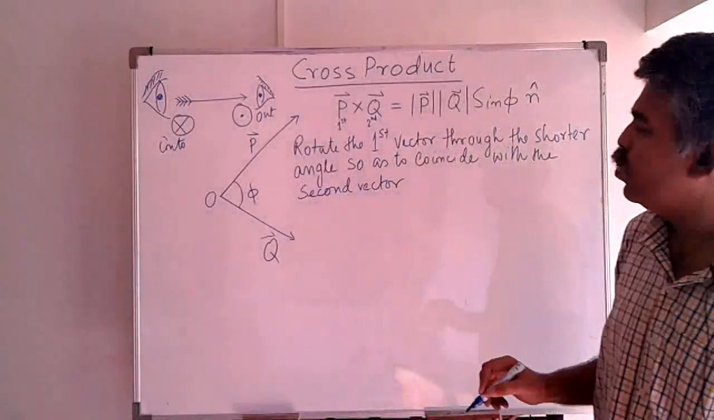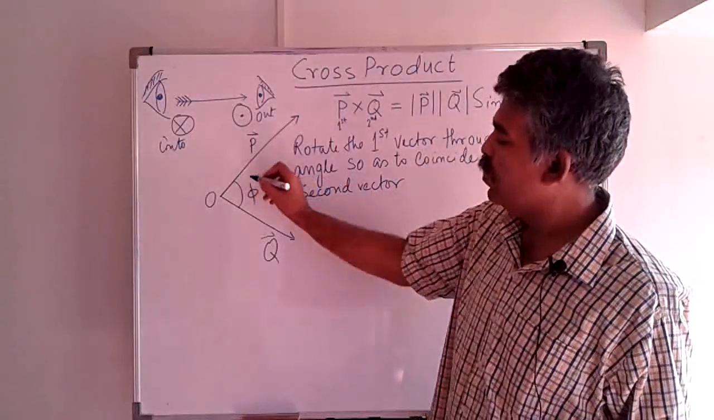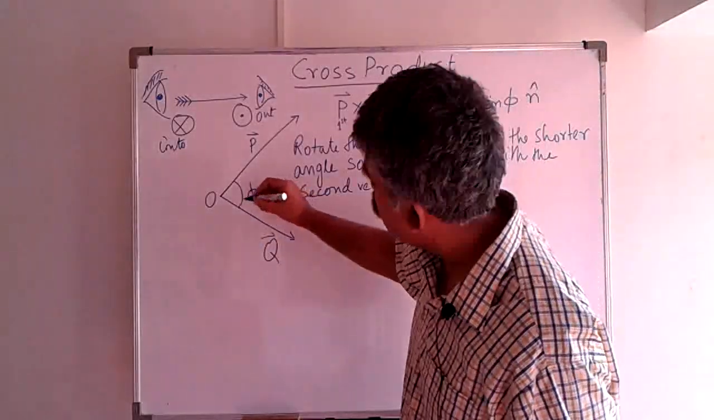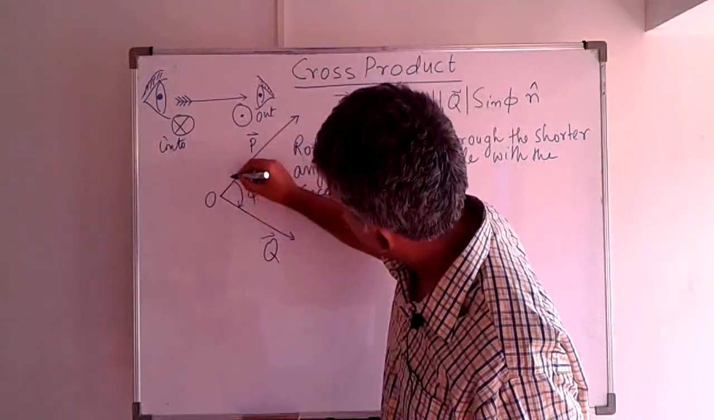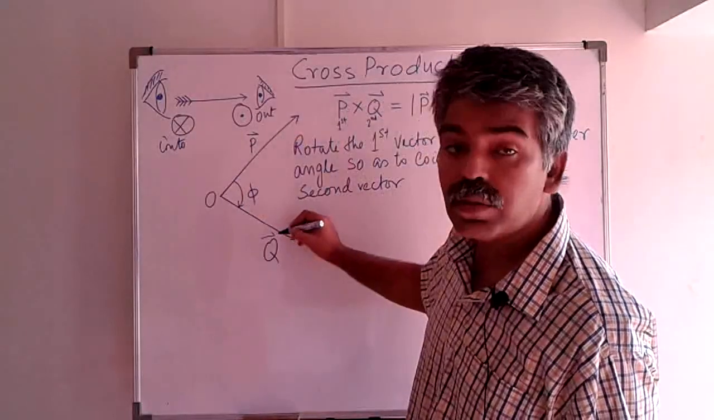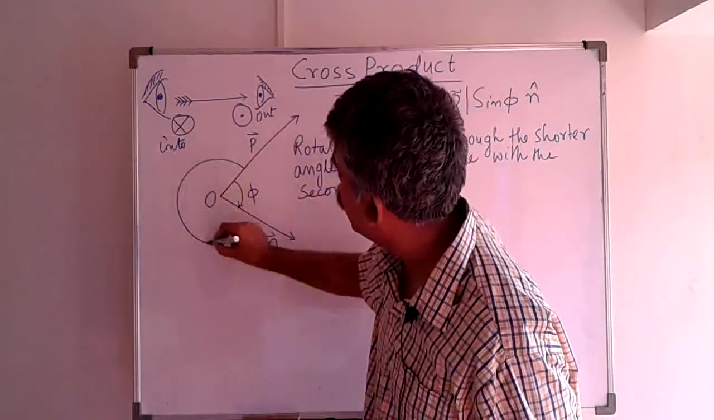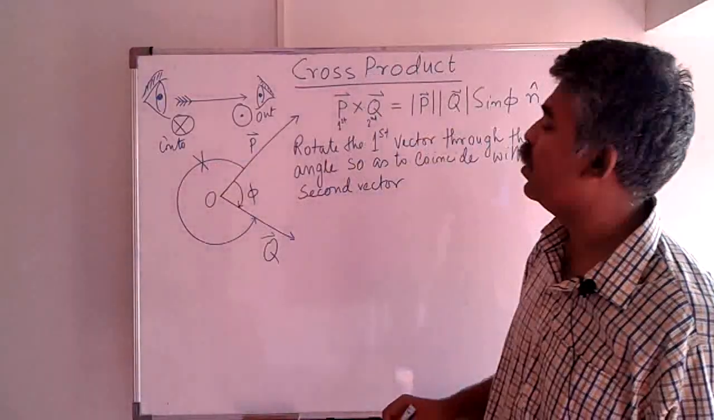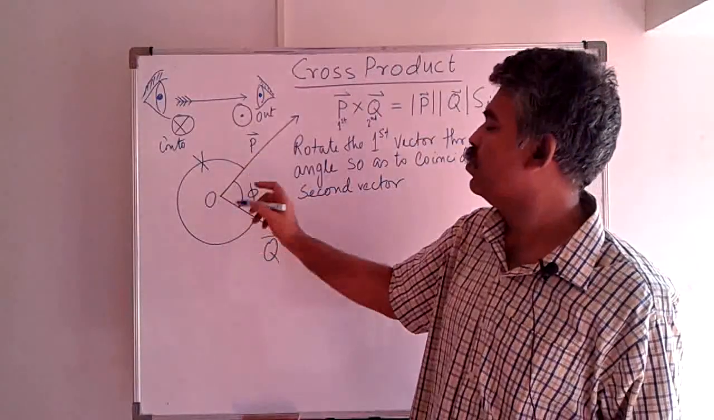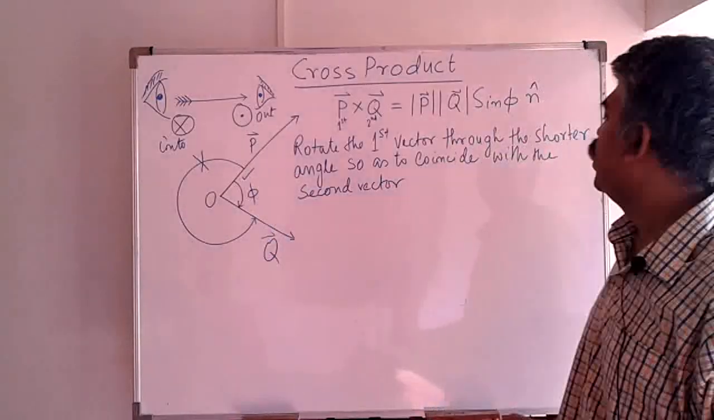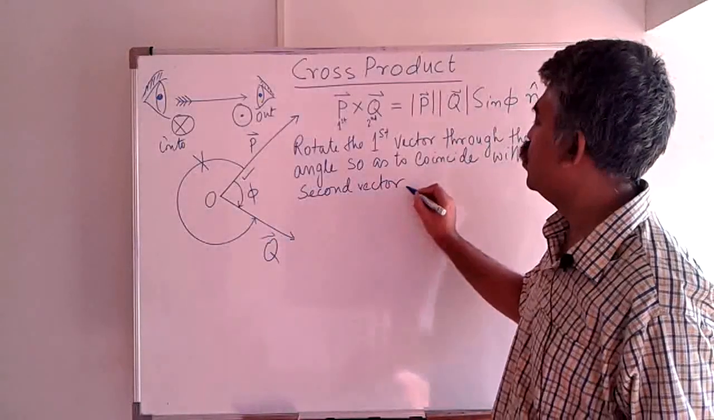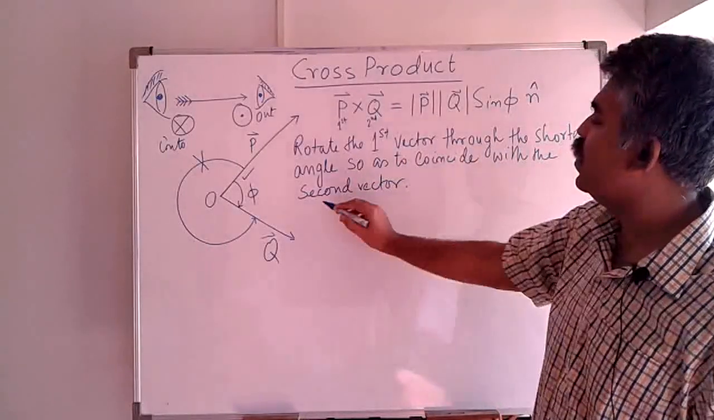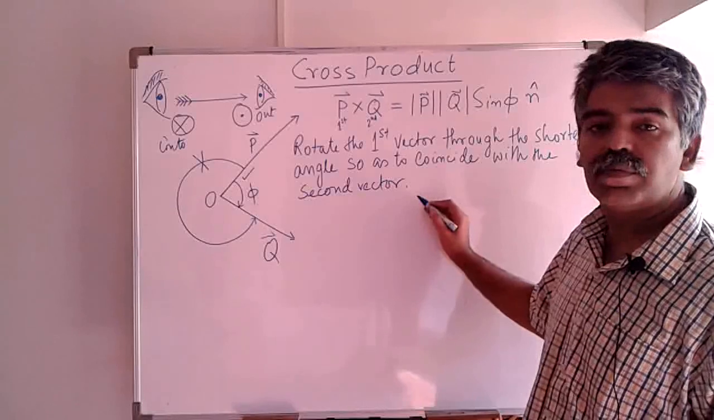That means you have to rotate P to meet Q. Q is the second vector through the shorter angle this way. You must rotate P to meet Q this way, not this way. Not this way. This is the bigger angle, not this way. This way you must go. Okay. So rotate the first vector through the shorter angle so as to meet the second vector.